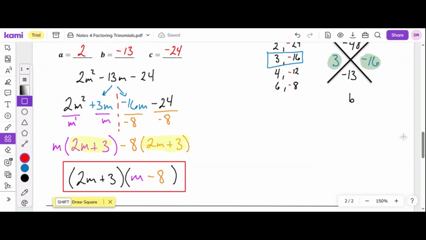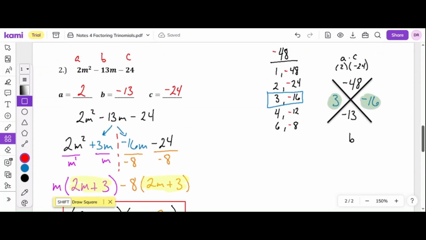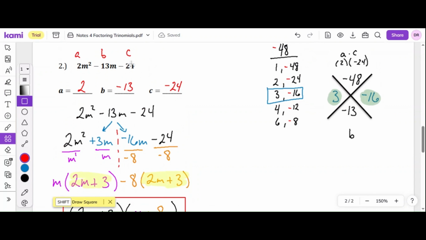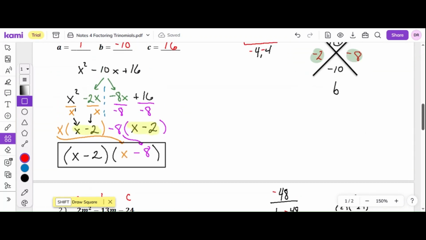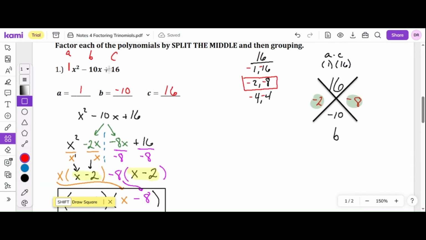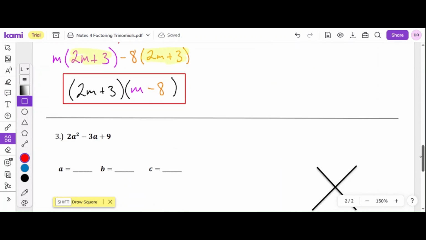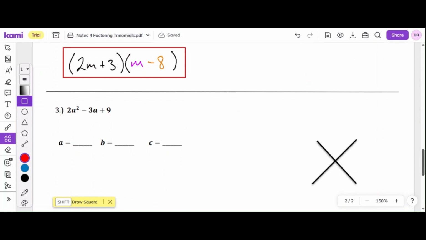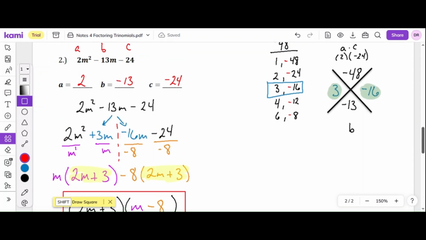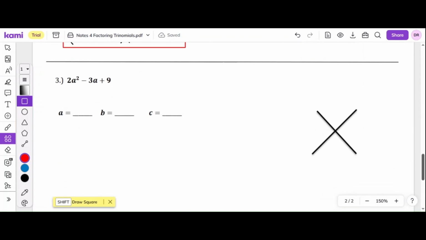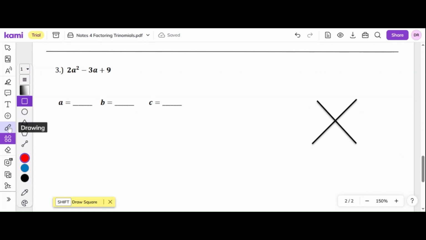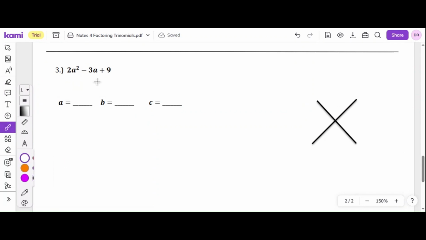Okay. So one last one. We've seen some negative places. This one had a minus in the middle and at the end. The one before had a minus in the middle and a plus at the end. The very first one had all plus signs. So what about here in 2a squared minus 3a plus 9? And actually, I just remembered I have a typo here, so I'm going to fix this one. Let's try it one more time.